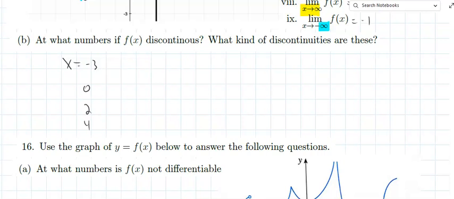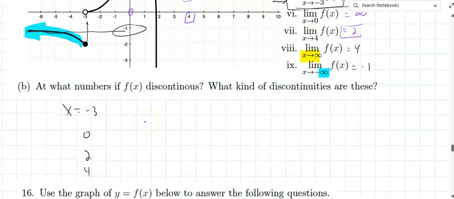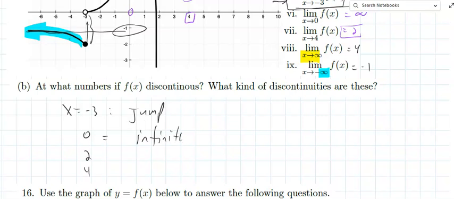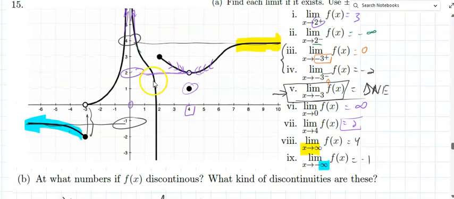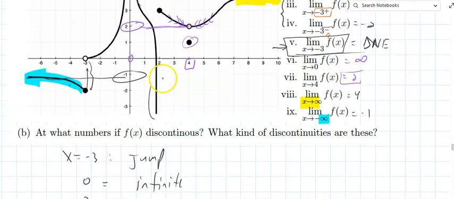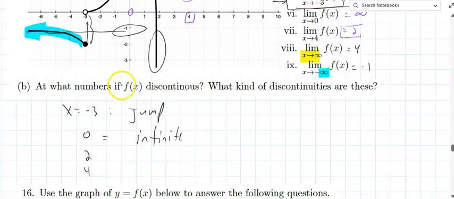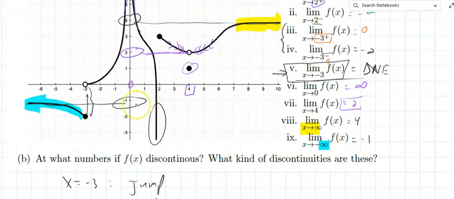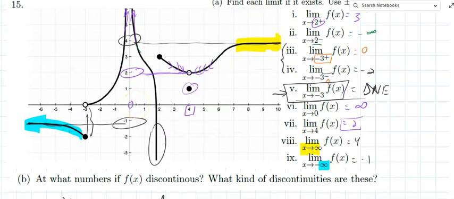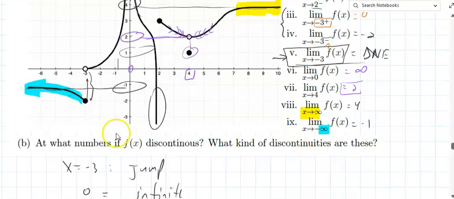What type of discontinuities is it? Well, here, if the limit from the left and the right don't match, that's a jump. Since at 0 you approach infinity from one edge, another, that's infinite. At 2, it's also infinite on one end. And at 4, the limit from the left and the right match, but f of 4 is 1, we call that removable.